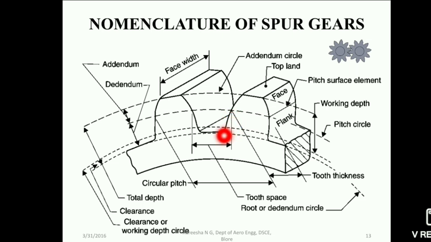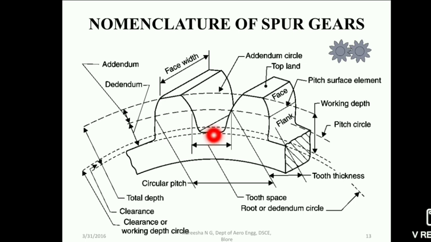Then you have the clearance. Clearance is this distance, which is the addendum of the opposite gear, and the dedendum of the other gear. In between you will have a space. That distance from the dedendum of one gear to the addendum of another gear, that in-between space, is called the clearance.